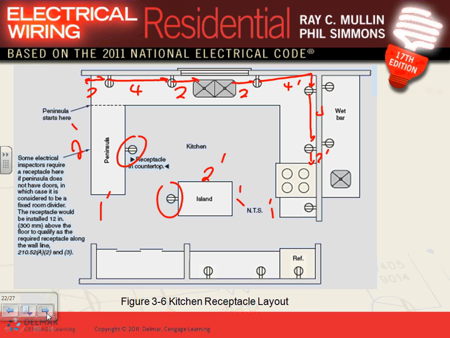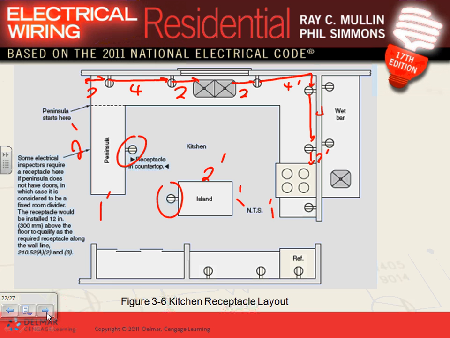Kitchen countertop, 2 by 4, the rule is 2 by 4. So if that island is bigger, let's say 4 foot, one receptacle per peninsula. One receptacle, regardless. It could be as big as this house. One receptacle at this room, one receptacle.